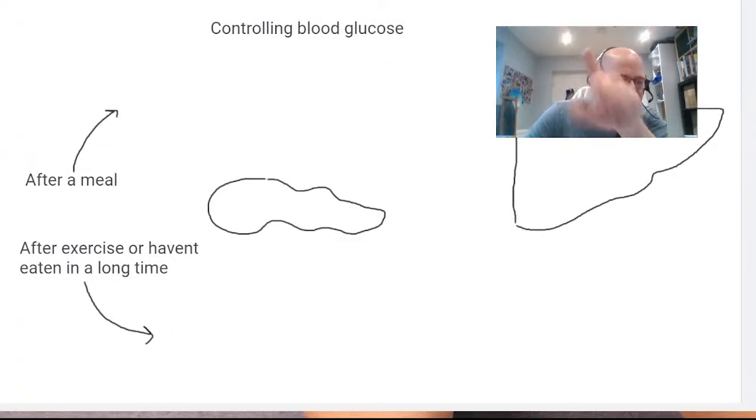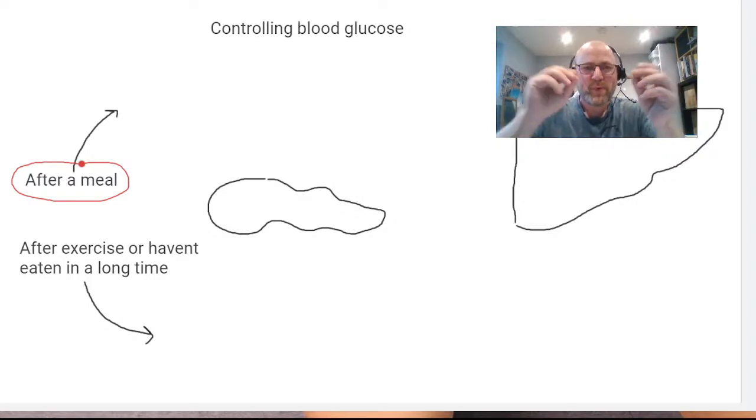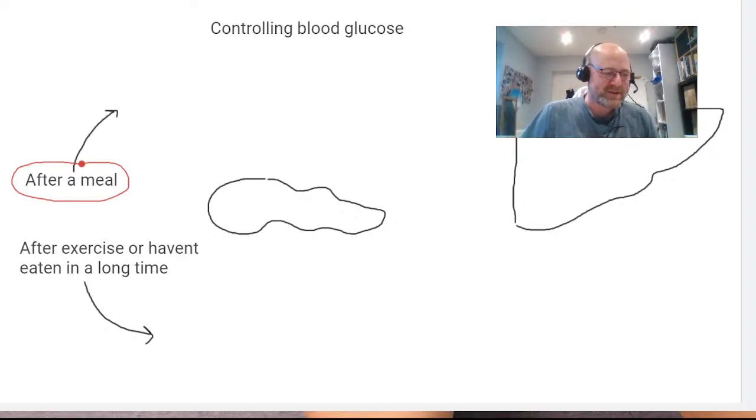Controlling blood glucose. This comes up in AQA, Edexcel. This comes up in all the exam boards for paper 2. Control of blood glucose. So guys, after we eat a meal, let's go through it and then I'll give you some questions on it. So after you eat a meal, what happens to your blood glucose?